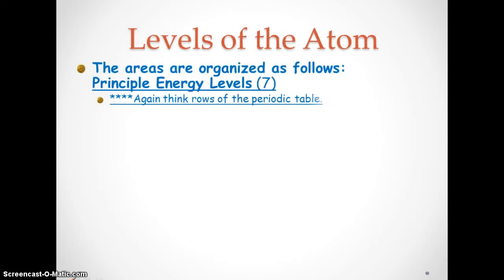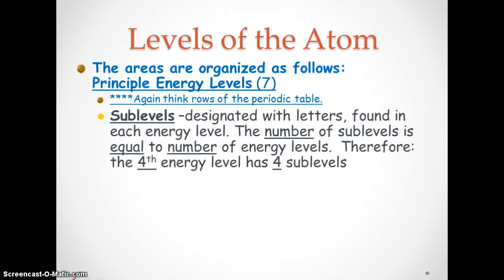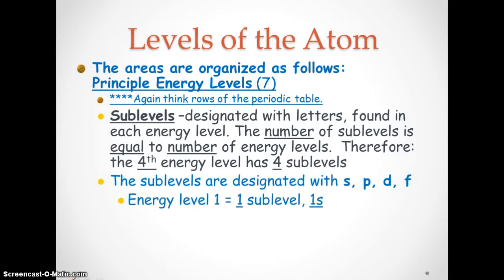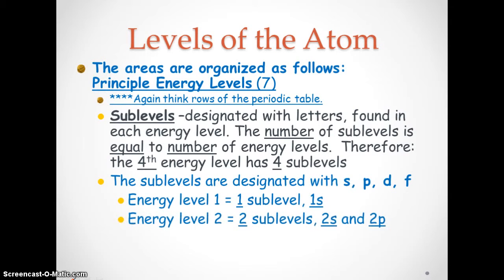Levels of the atom. Again, there are 7 levels, or 7 principal energy levels, so again, think rows of the periodic table. Now, what we're learning about is the sublevels, and they're designated with letters found in each energy level. The number of sublevels is equal to the number of energy levels. So if we're on our 4th energy level, we have 4 sublevels.